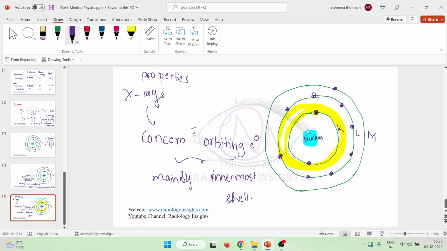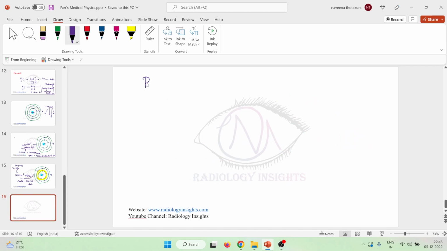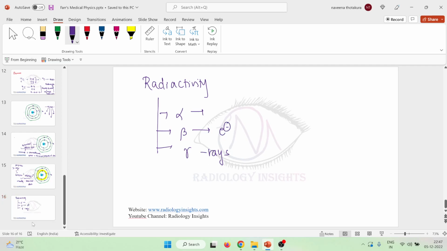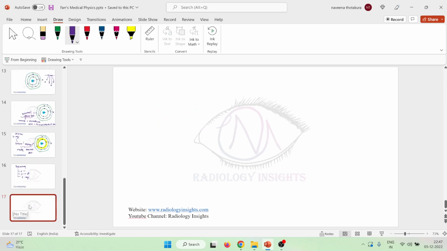Next, in radioactivity, we have one more important thing. We have three types of radiation: alpha particles, beta particles, and gamma rays. Alpha particles are helium nuclei, beta particles are nothing but electrons, whereas gamma are rays.